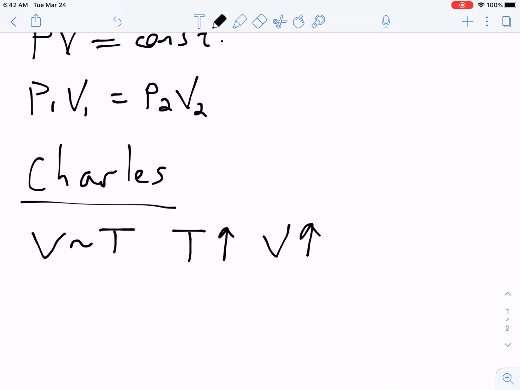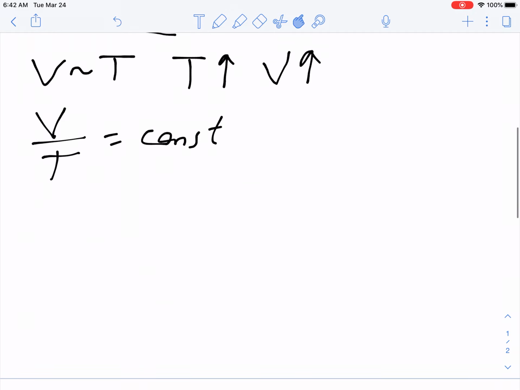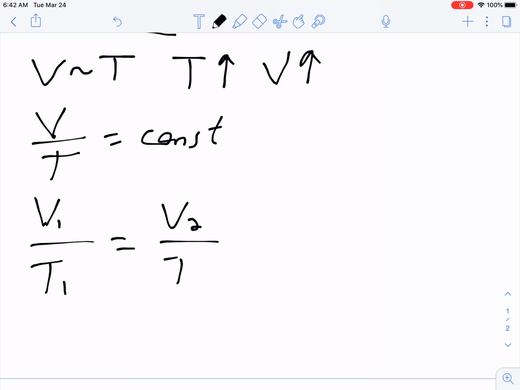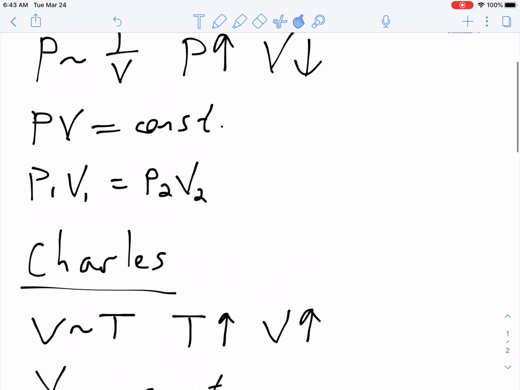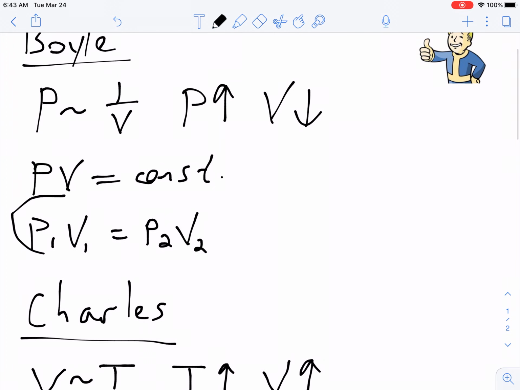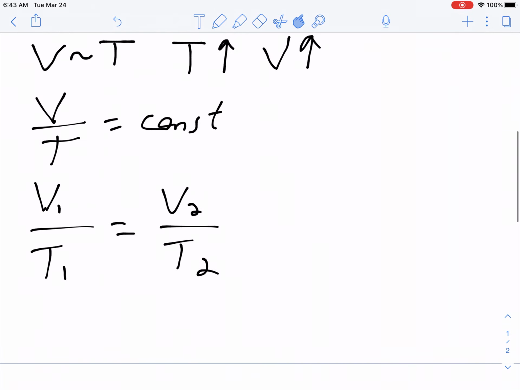This means that the ratio of volume and temperature is going to be constant. This means that V1 over T1 would have to be equal to V2 over T2. If I have something at some initial volume and some initial temperature, and I change the temperature to some temperature T2, I will achieve some other volume. This is Charles' law. So we have Boyle's law and Charles' law.